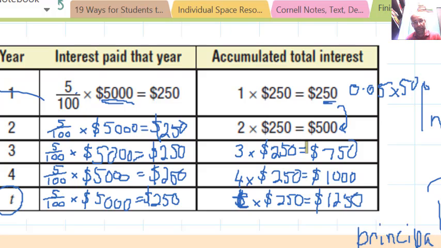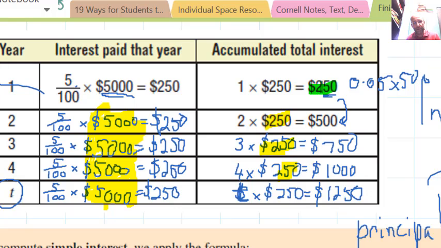You can see that it goes up in a steady amount. It always draws on the same initial principal. That doesn't change. If it was to change, that would be a different sort of interest called compound interest, which you'll learn later on in year 10. That stays the same, and we get the 250 piles up in groups.